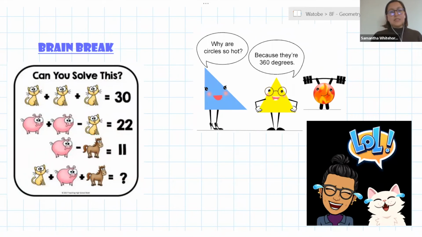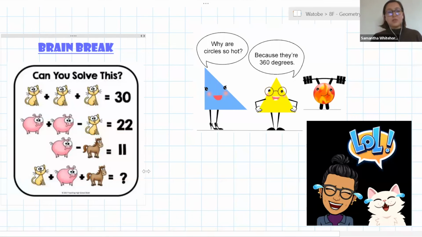So you can see here, I've asked, can you solve this? Basically what I want to know is the value of the cat, the pig, and the donkey. And then there's an expression at the end. Your breaks are generally a couple of minutes. We don't do long breaks because we do need to get our stuff done. So you can have a look there. If you can't do it, or if you just aren't feeling up to solving the problem, that's absolutely fine. It's just to give your brain a break from the geometry that we're doing before we carry on.